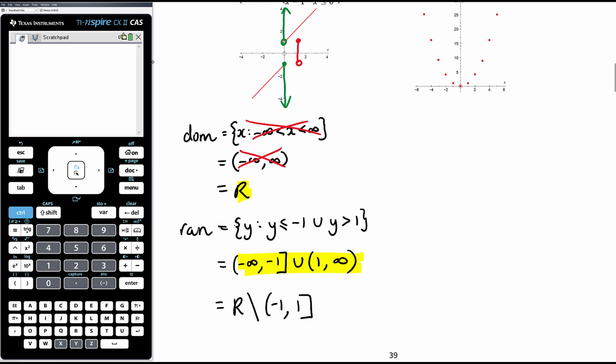So in this instance, I think it's easier to talk about what you do have. I have everything from -infinity, which is this line. I have everything from -infinity up to -1, inclusive of -1, along with everything from 1, not including 1, up to infinity.